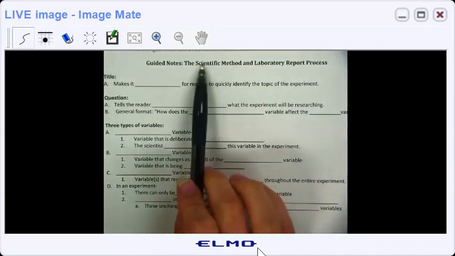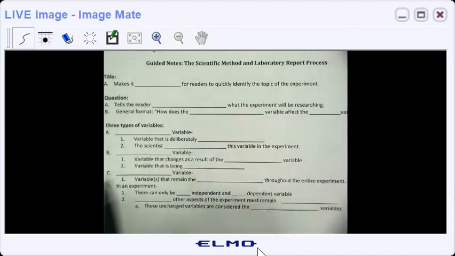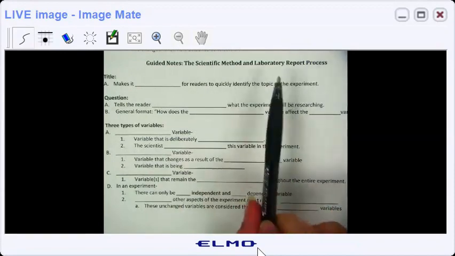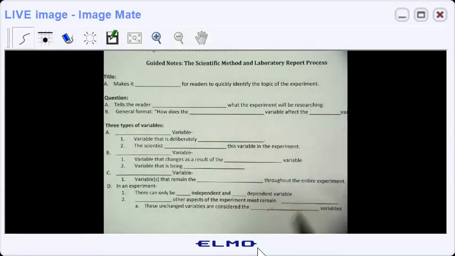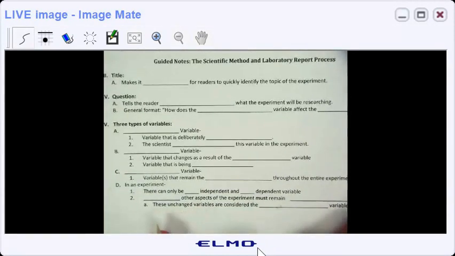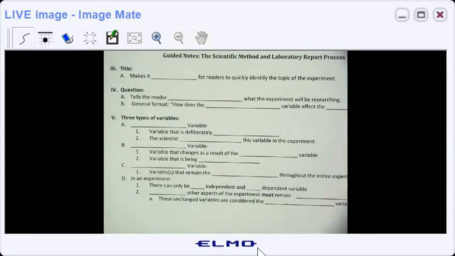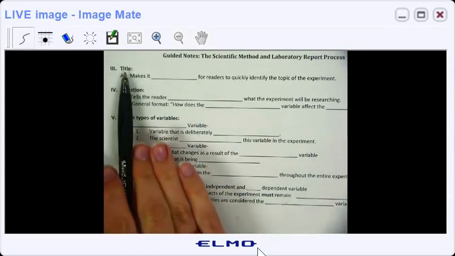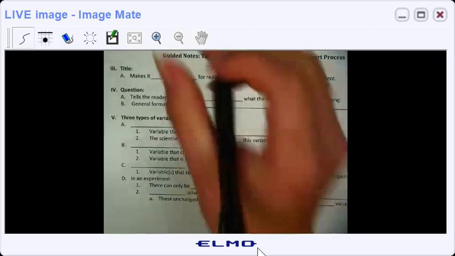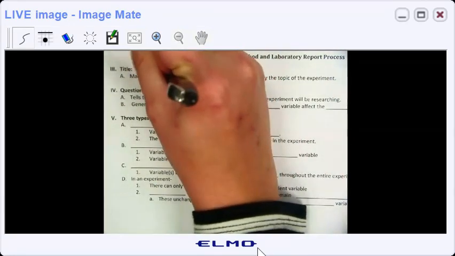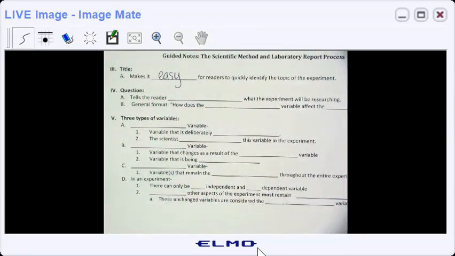About the scientific method, which you probably know about or have heard about from elementary school and on, and also the laboratory report process. So how we do labs here at CASE and how you write labs. They always are going to start out with a title, and a title makes it easy for the readers to quickly identify the topic.